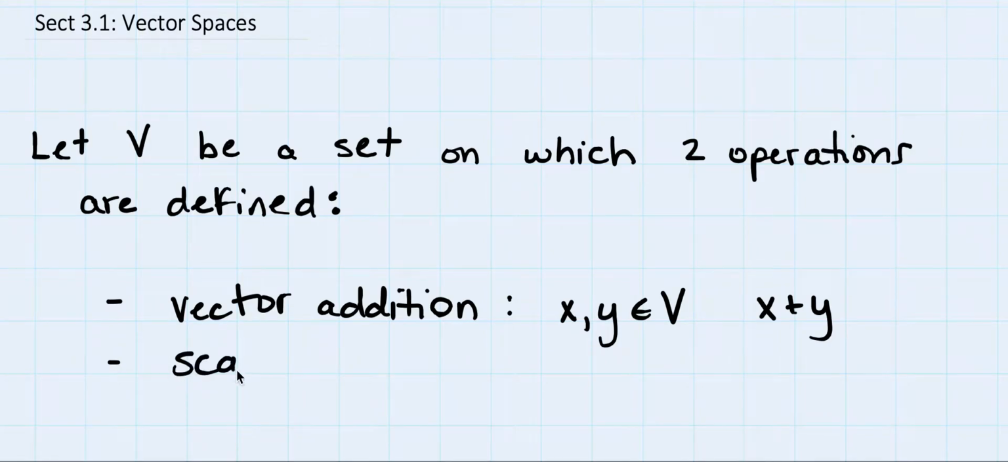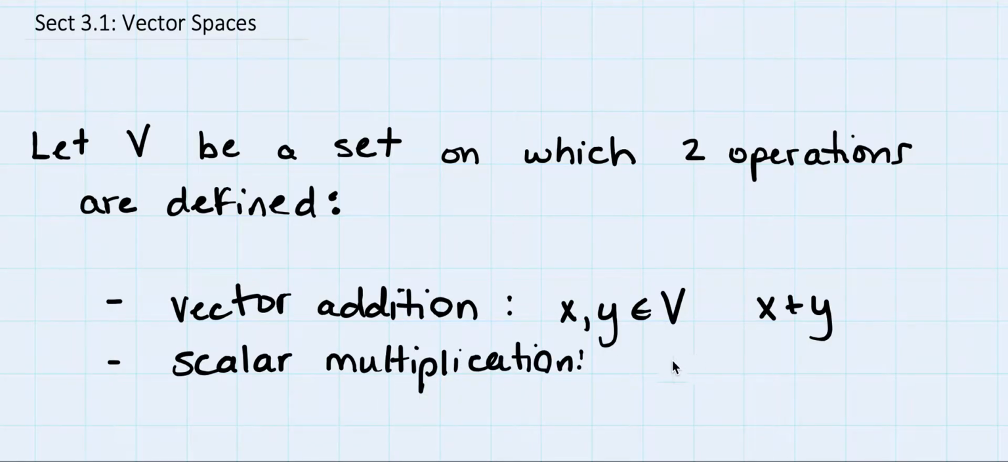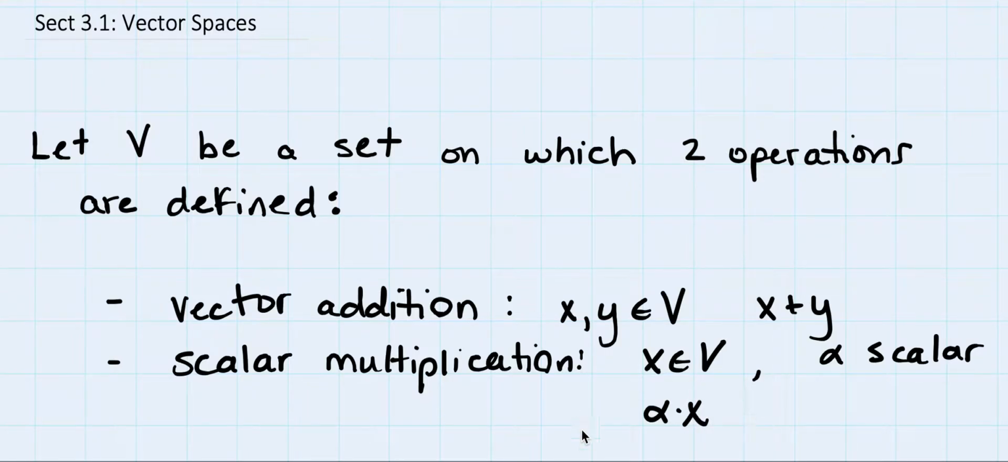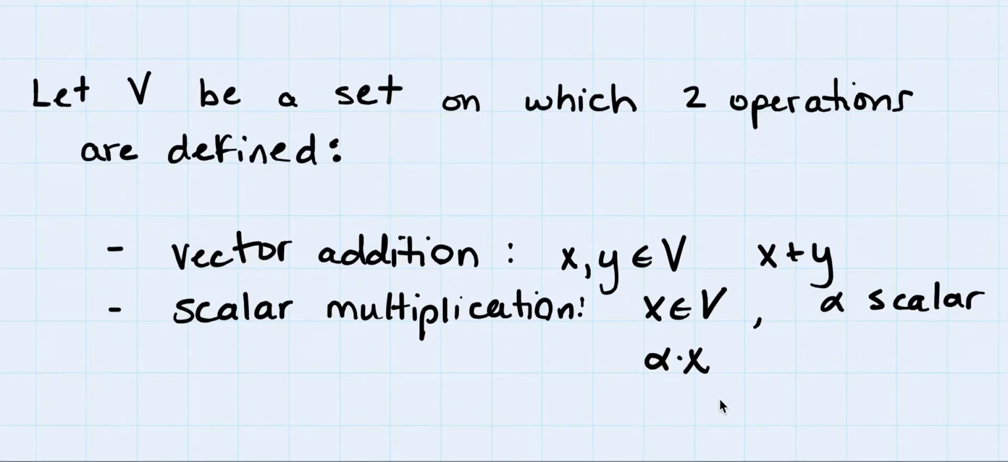And then we also want to define the operation of scalar multiplication. And this is for any element in your set V and any scalar. And what I mean by scalar is a real number or a complex number. If I don't specify, you're going to think of the real numbers. And scalar multiplication means that you have this product, alpha times x. So this operation is somehow defined.